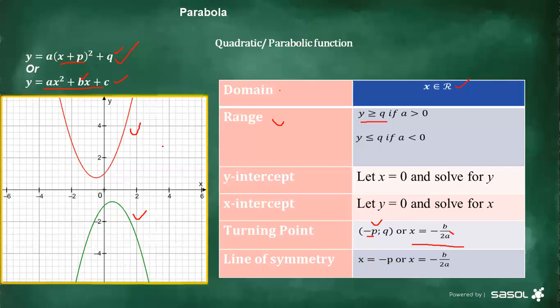And then if it is in this form, you will have to use this formula that we talked about when dealing with the turning point. This formula will also give you the equation of symmetry. That is all for the parabola graph, and we can go to other equations.